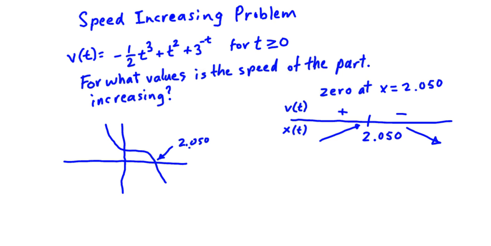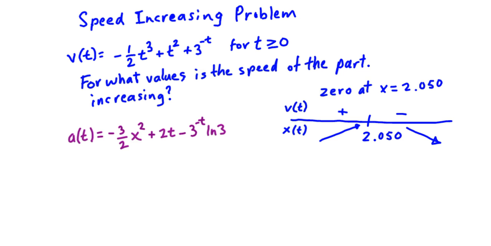Now, where we're getting into trouble is this next section. We're trying to find when the speed of the particle is increasing. Well, we need to analyze the velocity, which we did on this first number line.